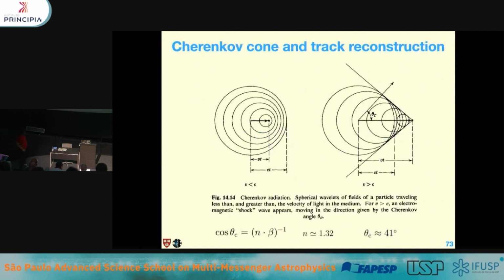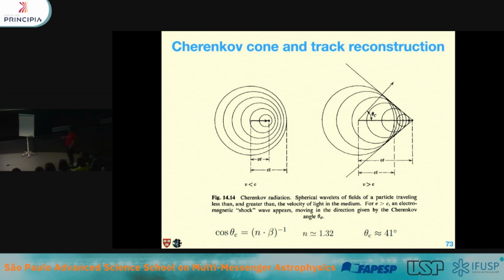So this is an ice or water Cherenkov detector, right? Cherenkov light is emitted by charged particles when they go faster than the speed of light in the medium. This is a cartoon of how that happens. It's essentially a coherent superposition of waves. And what matters is this Cherenkov angle. The Cherenkov angle depends on the refraction index of the material.